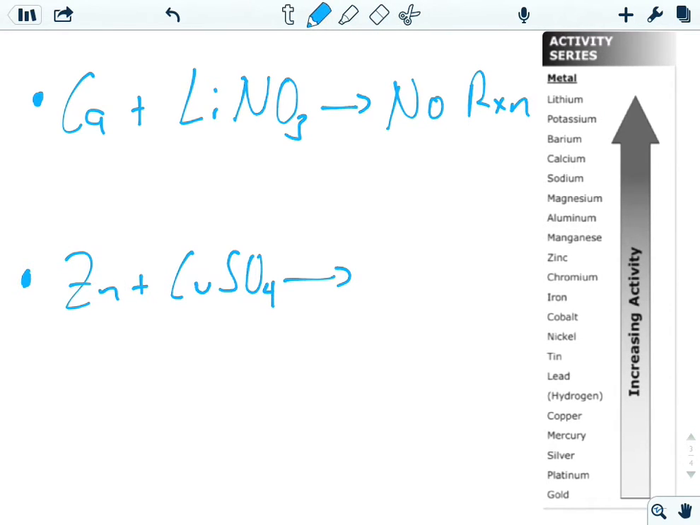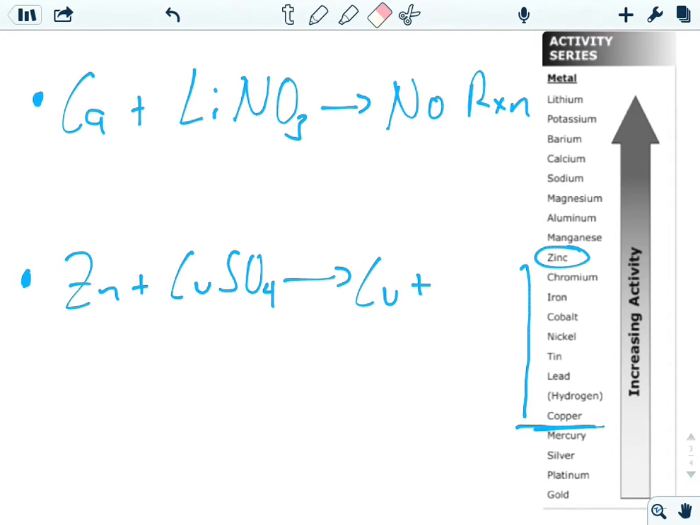So zinc is right here. That means that it's trying to replace copper. So I look for copper, and it's way down here. That means that zinc will replace the copper. So all I do is put copper by itself, and whenever I write an element by itself, I check, is it a diatomic? Copper's not.